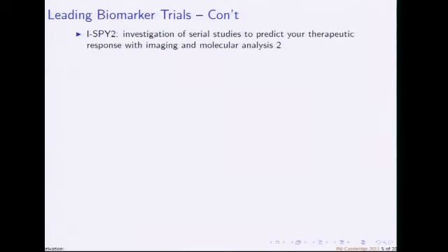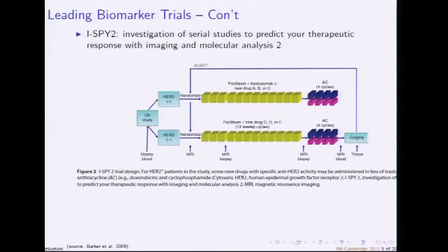So the second one is the SPY trial. It's the second SPY now, I-SPY 2. Again, this is in no way a full description of I-SPY 2, but this is in their early paper.